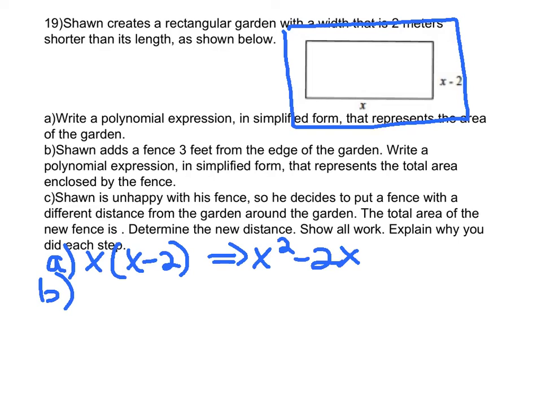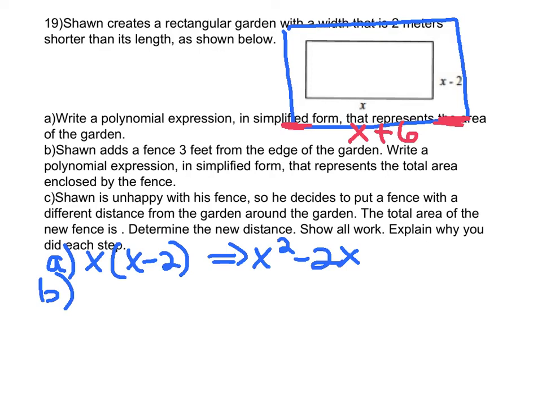What I want you to understand here is that they're going to ask you to do the area again, but you need to know what your new length and your new width are. So if you add that 3 feet around the whole garden, let's take a look at our length here. We've added 3 inches on this side of our length and 3 inches on this side of our length. So that actually means that my new length is x plus 6.